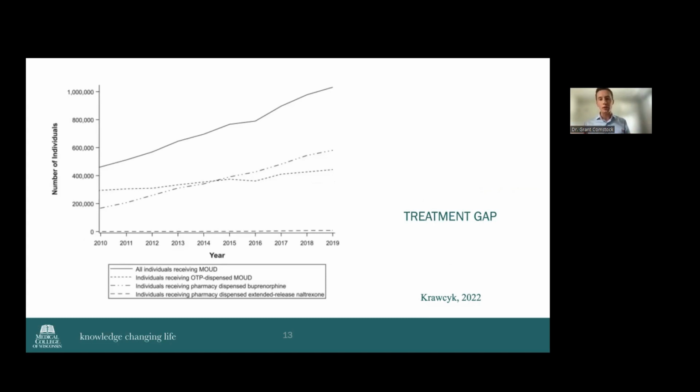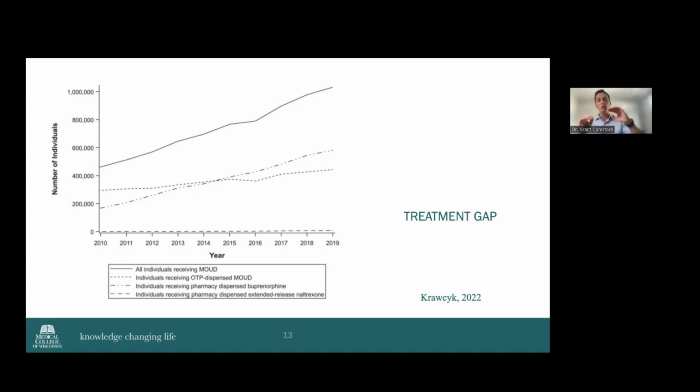This is a really cool study done just last year that looks at a 10-year period of time, from 2010 to 2019, all the patients who had opioid use disorder, and then all the patients who were receiving any treatment for opioid use disorder. So that includes naltrexone, methadone, buprenorphine.